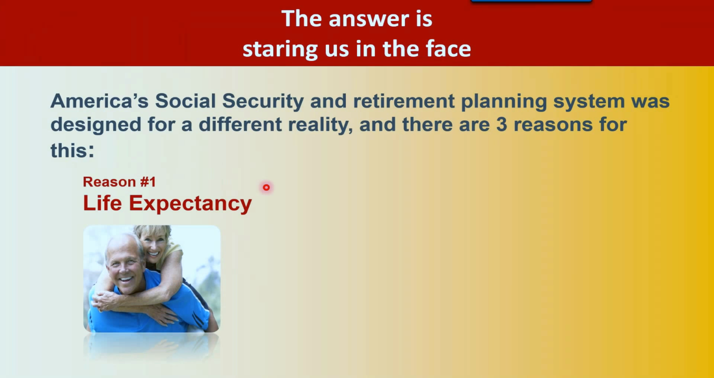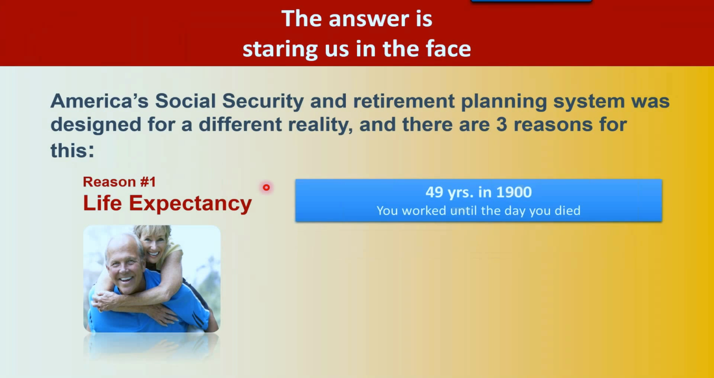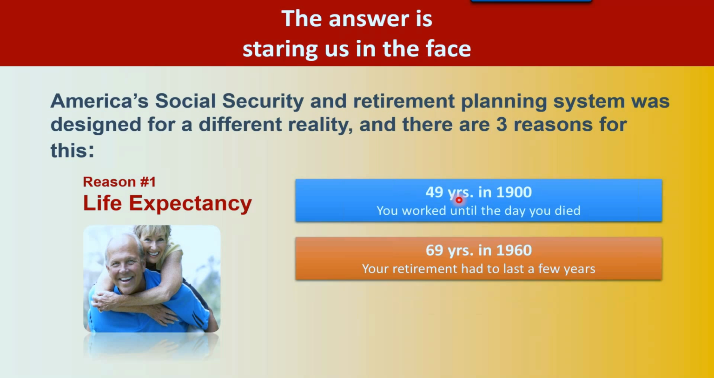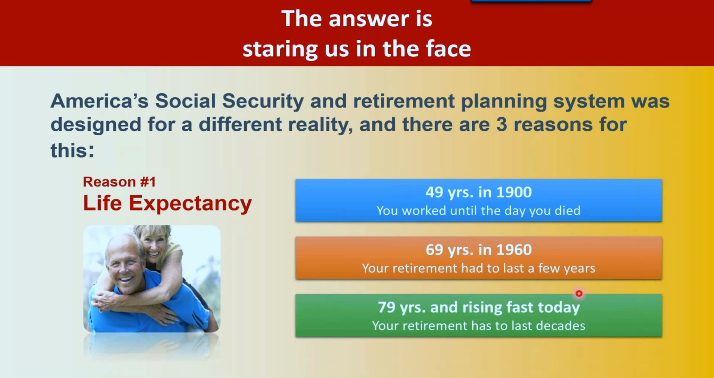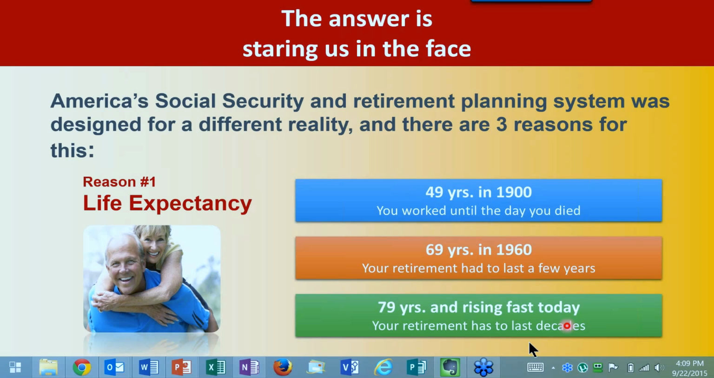The big one is life expectancy. If you think about it, in 1900, your great-grandfather worked until the day he died because average life expectancy was 49. In 1960, your grandfather or your grandmother, well, their retirement had to last a couple of years because life expectancy was 69 years. Now it's 79 years, much higher than that for women, and rising fast. So at this point, your retirement has to last decades.